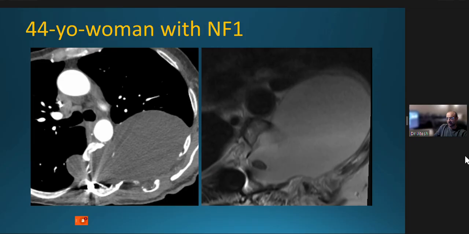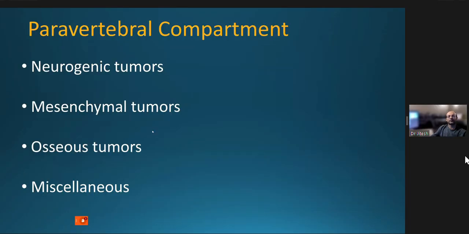When we see a cystic neoplasm, those are usually meningocele. So this is an example of a meningocele in a patient with neurofibromatosis. This is a large fluid density lesion extending into the neural foramen and spinal canal. We can see MR has better characterization of these lesions. We can see the spinal cord association of this entity. Solid tumors, which we see in this paravertebral compartment, are mostly neurogenic tumors, mesenchymal tumors, osseous tumors, and some other miscellaneous conditions.